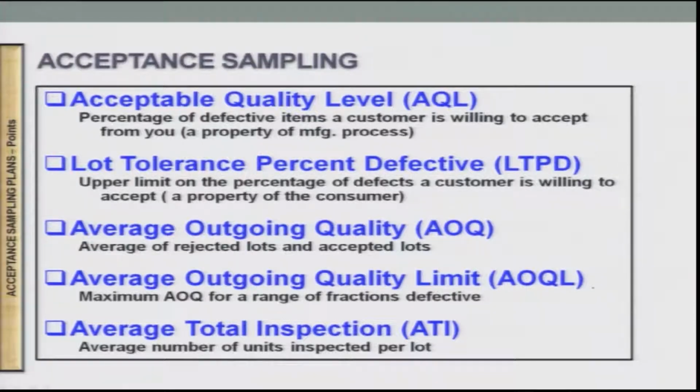The average outgoing quality, AOQ, is the average of rejected lots and accepted lots, and similarly you have AOQL and ATI. AOQL gives you the maximum AOQ value, which peaks over a range of fraction defectives, as mentioned, and the average number of units inspected per lot is given by the concept of ATI.